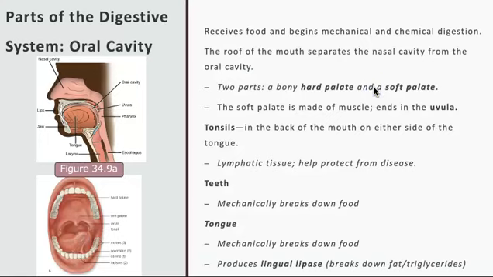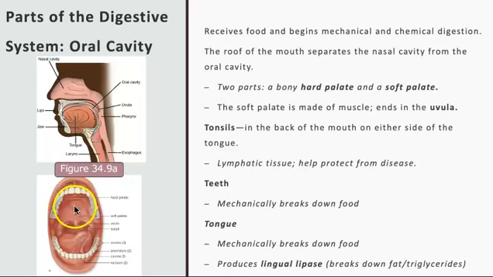Now let's shift gears and talk about the digestive system details. This is going to be specific to humans. So starting at the beginning of our digestive system is the oral cavity. This is where we're going to receive food and be able to mechanically and chemically digest.